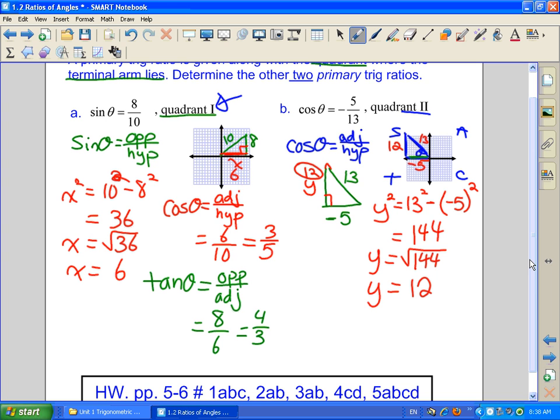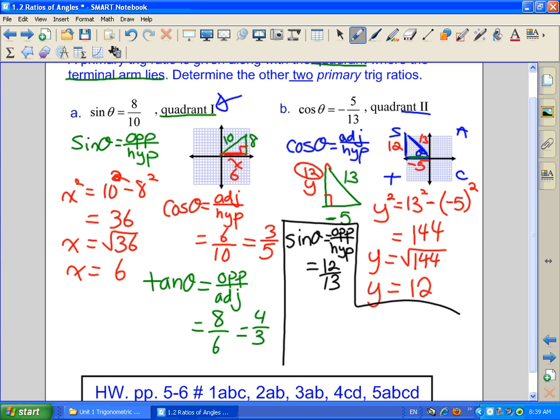Let's make some room here. Sine theta equals the opposite over the hypotenuse. So sine theta in this case is the opposite side, which is 12, over the hypotenuse, which is 13. That's in lowest terms already. And our last one, since we've got cos already, we'll do tan theta. Tan theta equals the opposite over the adjacent. Our opposite value is 12, and our adjacent is -5.